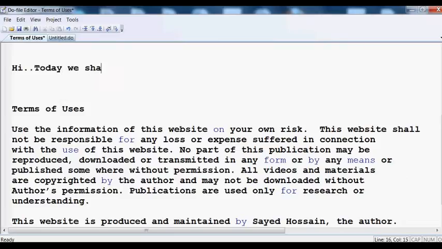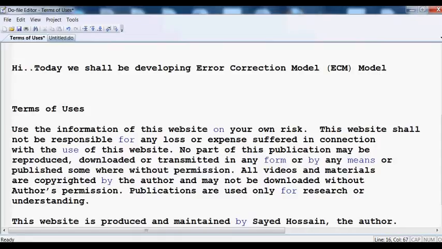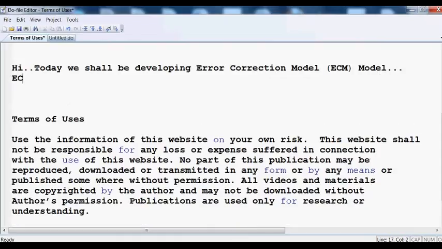Today we shall be developing an error correction model, which is called the ECM model. And the ECM model actually is a single equation model.